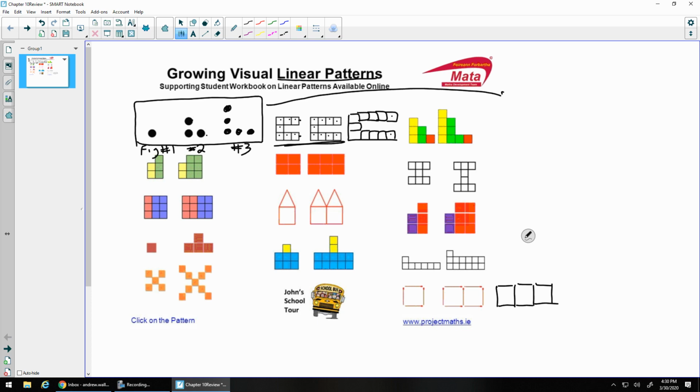So now one relationship we can look at here is between the number of squares to number of matchsticks. How many matchsticks does it take to make those squares? Number of matchsticks.